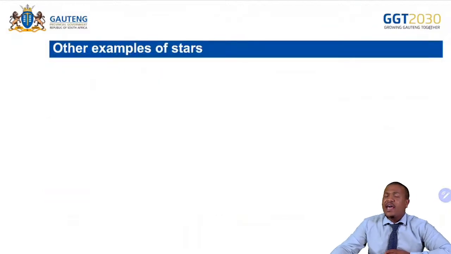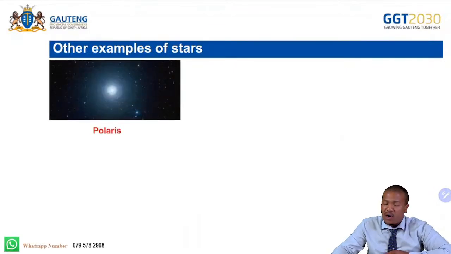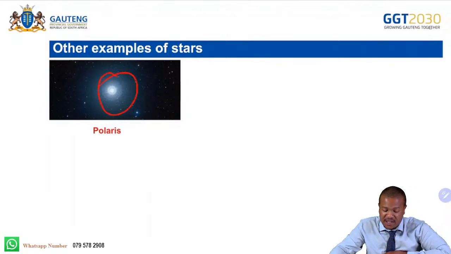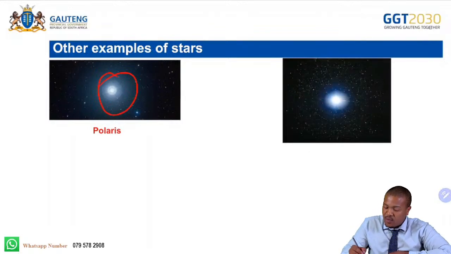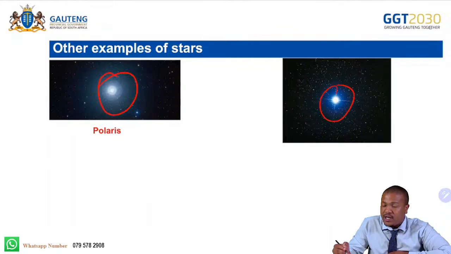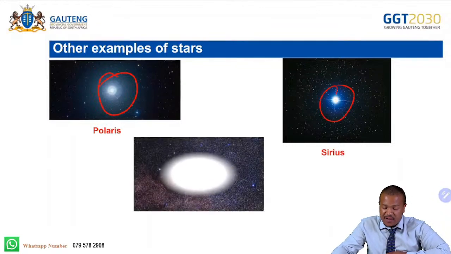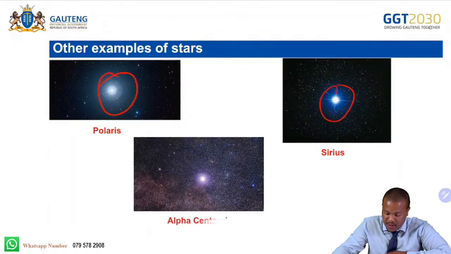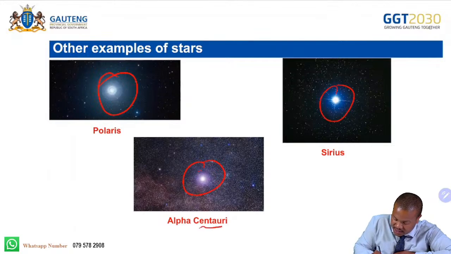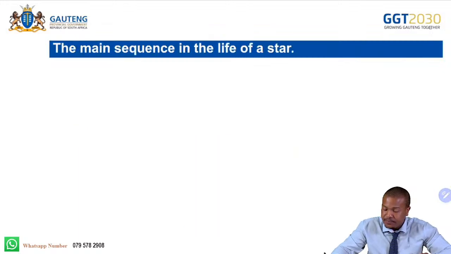Right. So other examples of stars, just to mention them, include the Polaris star, which is this one here that is blue-white in color. Then we have the Sirius star that is blue in color. This is the Sirius star, and we also have Alpha Centauri, which is also an example of a star.